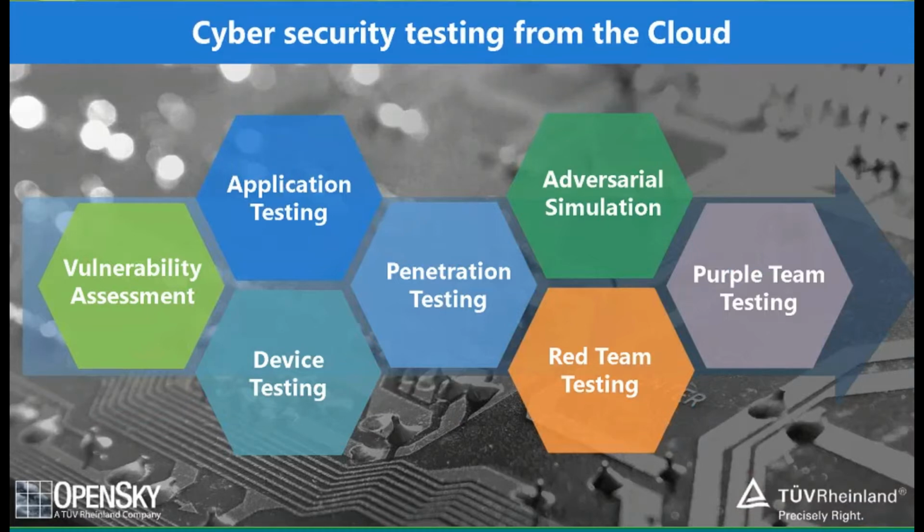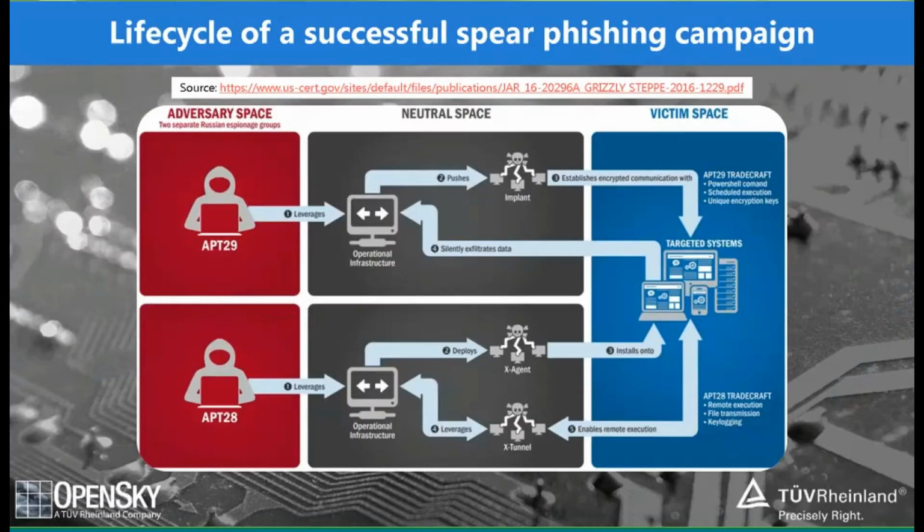This talk is about using the cloud for cybersecurity testing and whether that's a good option for you, either now or in the future as your capabilities mature. Regardless of how mature your capabilities are, the fact is attackers are currently using the cloud and have been for a while. This image is from the United States Joint Analysis Report released in December of 2016 that attributed the DNC hack to the Russian intelligence service.